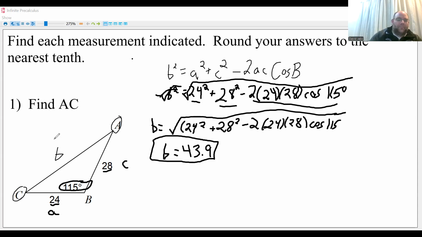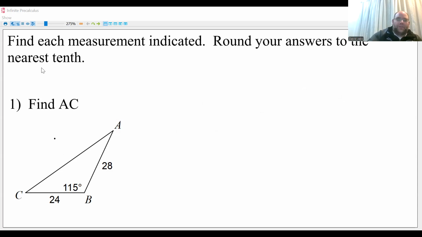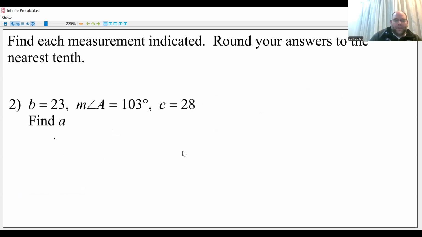Here we go, second example time. Second example, we're just going to have straight up values. Okay, so on this one, like I said the other day, you can draw the picture if you want, but you should also just be able to plug it into our equation. So this time I know angle A and I'm trying to find little a. So let's actually just solve for A.